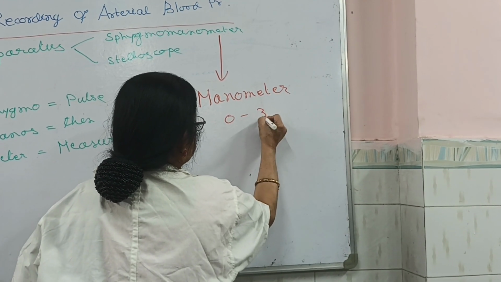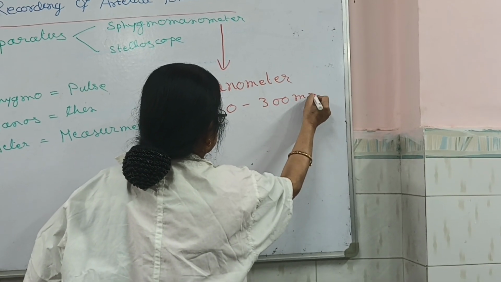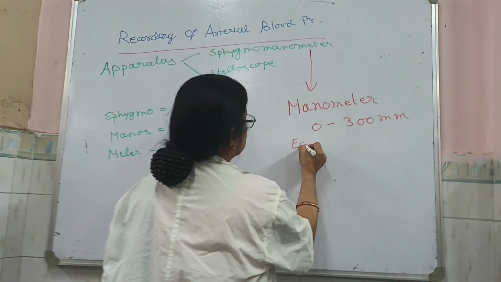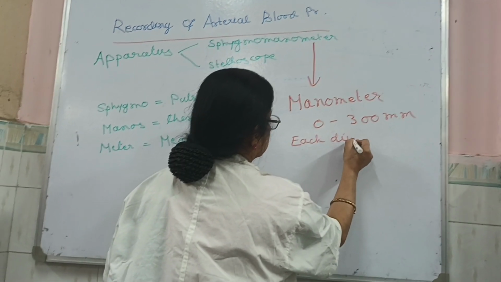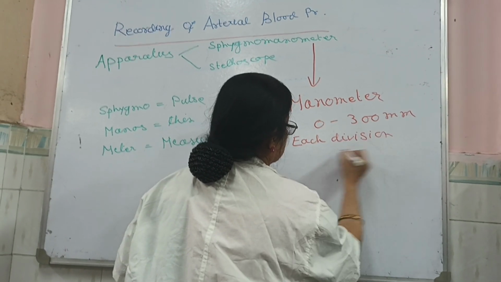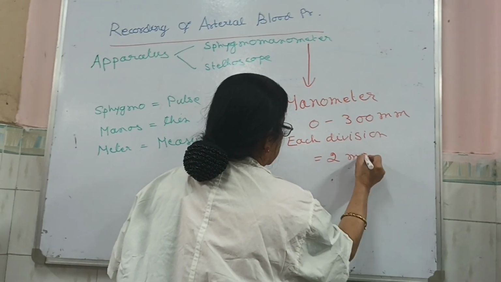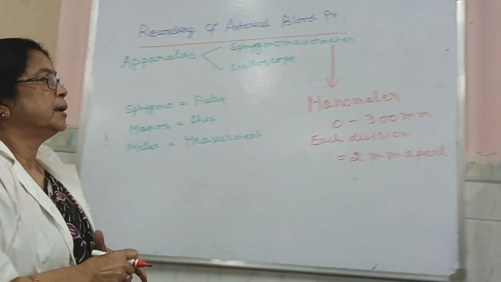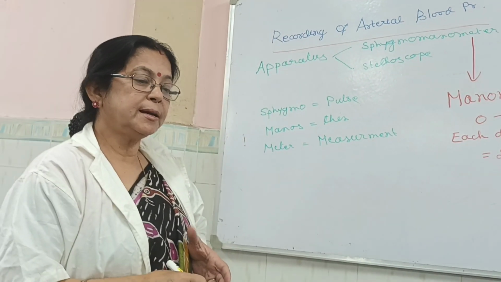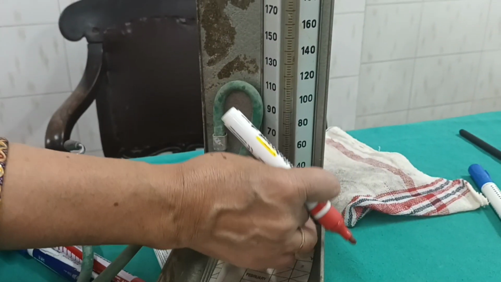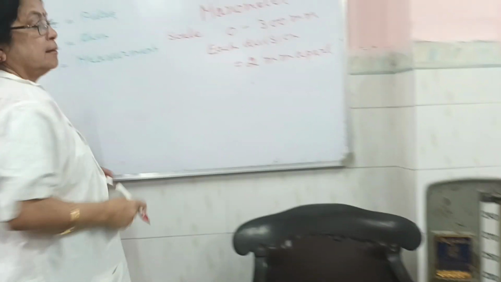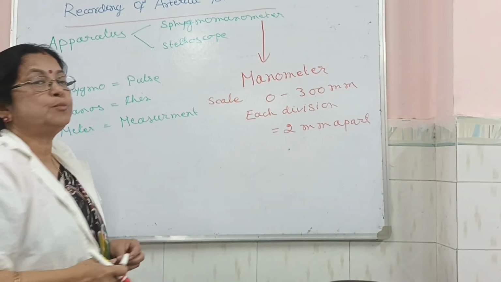The manometer is 0 to 300 millimeter. The long limb is against a graduated scale. The scale is 0 to 300 millimeter, and each division is 2 millimeter apart.